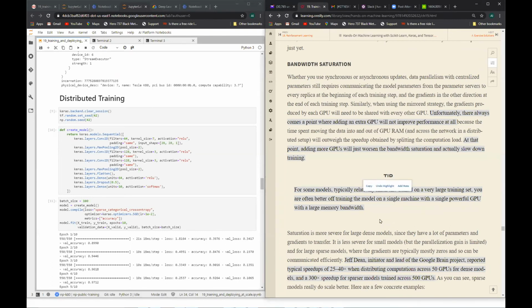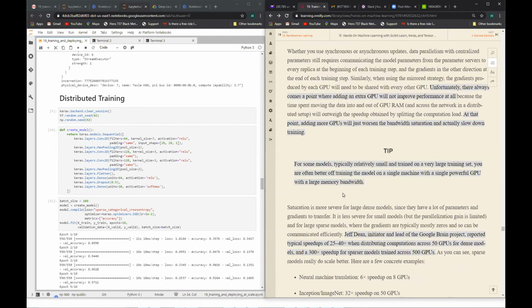And here's a tip or recommendation, for example, for small models on a very large training set, it's better to use a single machine with a powerful GPU, right? And a good bandwidth in the memory, instead of putting more GPUs or more servers to the training.